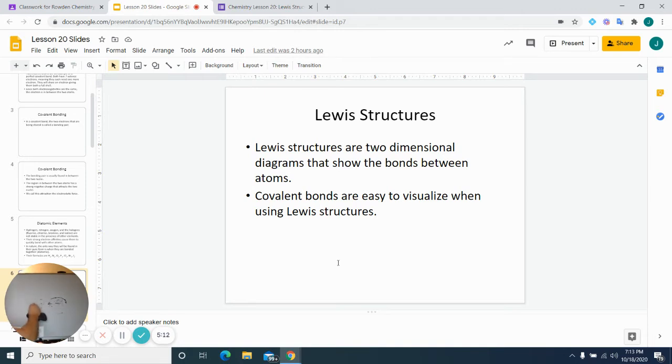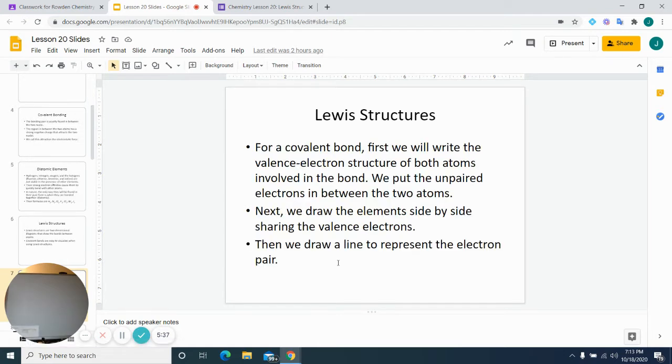The whole thing I'm going to want you to do today is draw some Lewis structures and then attach the pictures of your drawings. So just follow along as I go through these rules, and we will be doing Lewis structures. A Lewis structure is a two-dimensional diagram that shows you where the covalent bonds are between atoms. It's easy to understand covalent bonds when you have a Lewis structure to look at.